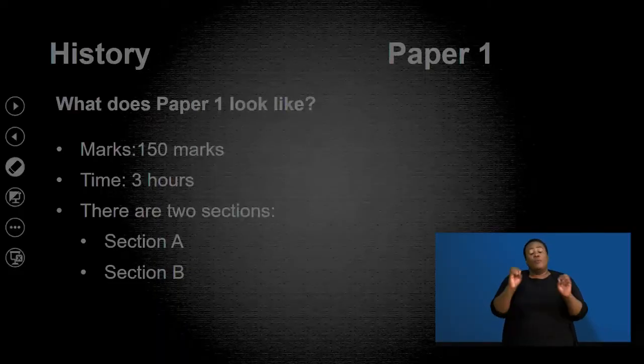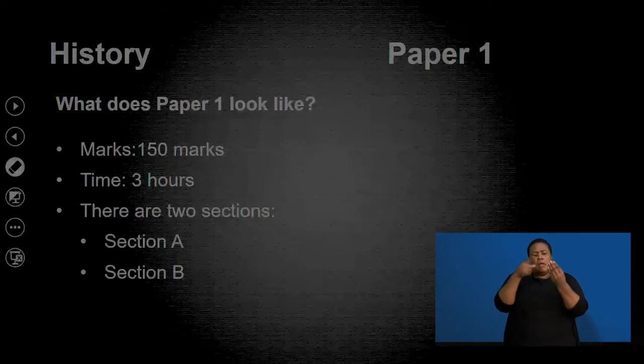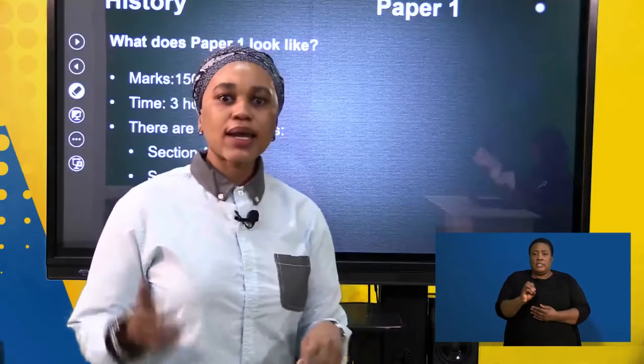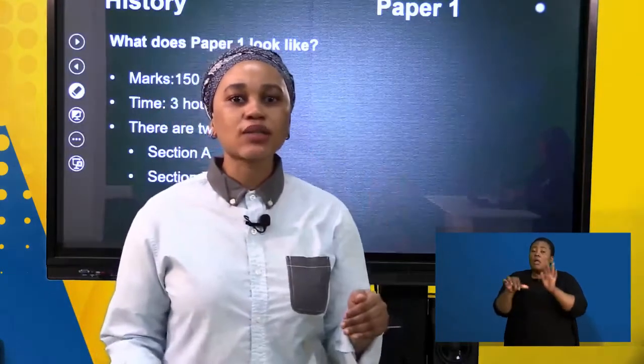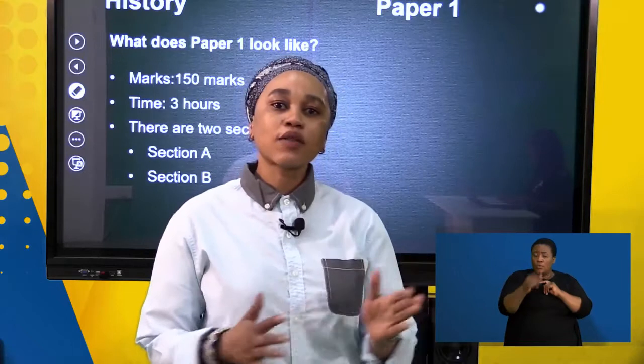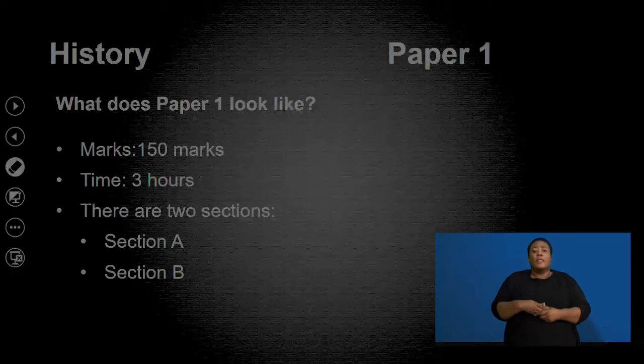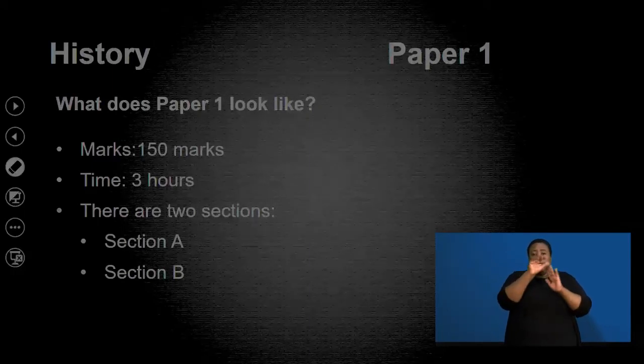First of all, your paper is out of 150 marks and it's 3 hours long. That is very important. Later on, I'm going to show you the different sections contained in this paper, so it's very important for you to see how you can divide the 3 hours that you have. And remember, on top of that, you have the reading time as well, so use all that time wisely. It's 150 marks for 3 hours, and as you can see, there are 2 sections: section A and section B.